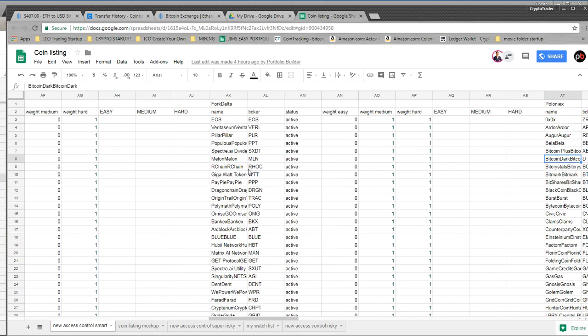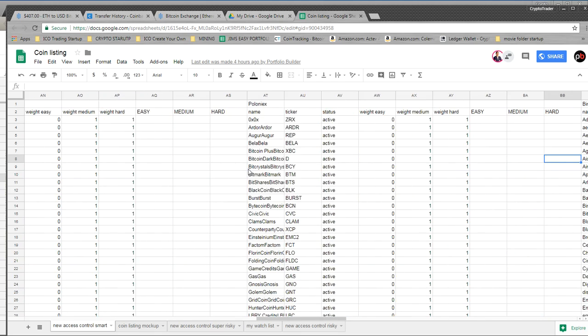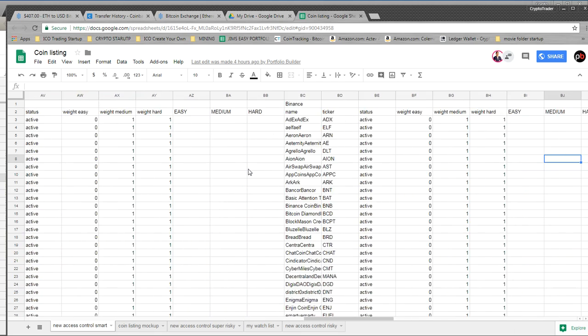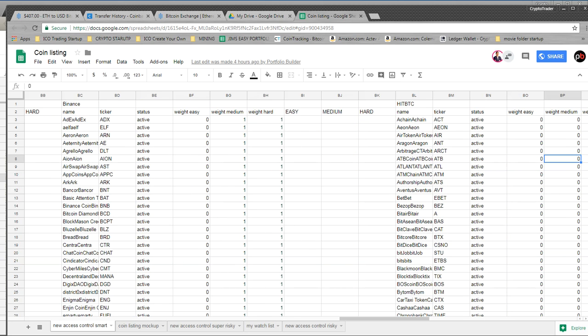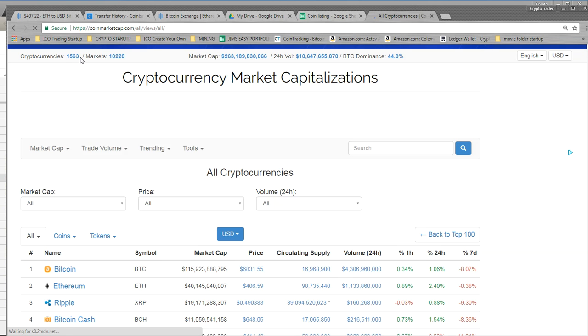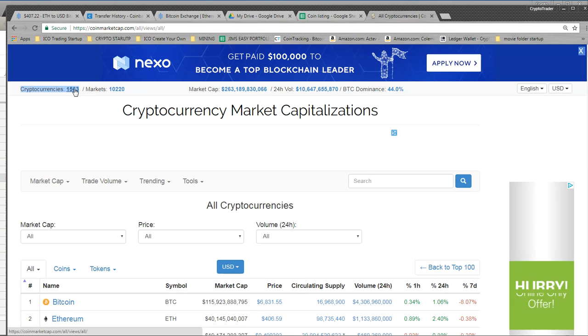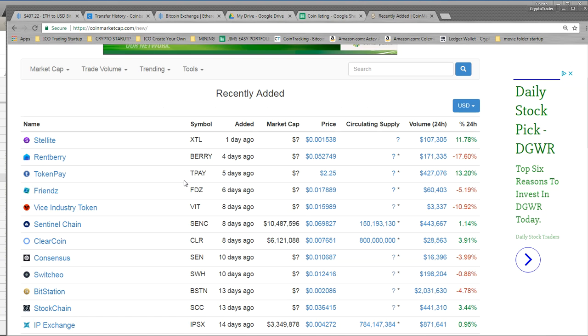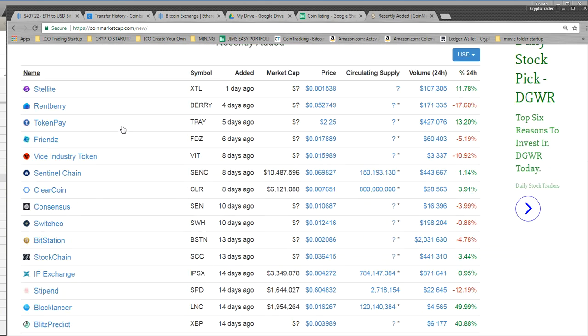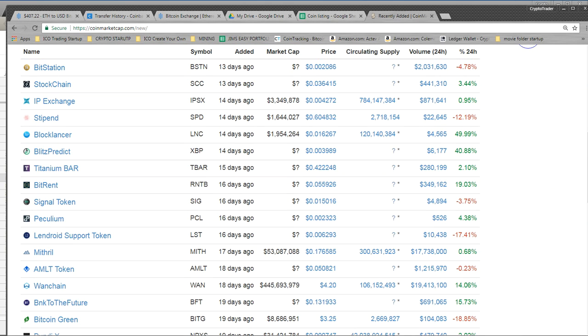And so you can see we're expanding the number of exchanges we reach and also aggressively expanding our reach to cover 100% of all cryptocurrencies. So right now there's 1,563, but as you can see there's new coins being added almost every single day.